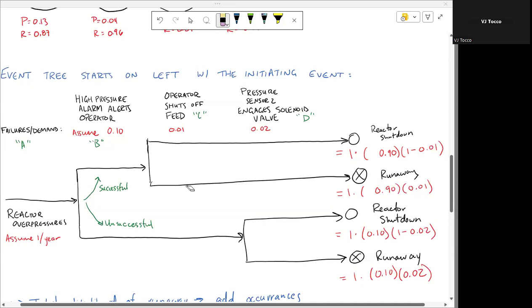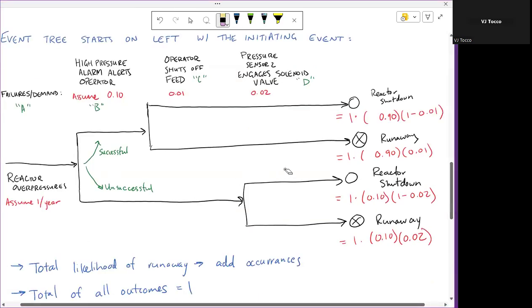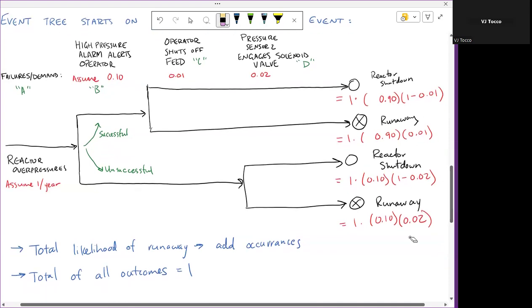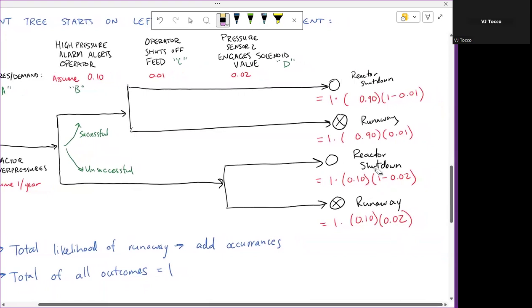For this branch of the runaway reaction, I have to have a successful high pressure alarm alerting the operator, and then an unsuccessful operator shutting off the feed. So this branch is 90% multiplied by 0.01%. So that's going to be considerably less because that's a much smaller number. This branch, just keeping on for completion's sake, I have a 10% chance of going to the unsuccessful branch, and then a 98% chance of going to the successful branch. And this one is 10% and 0.02, or 2%.